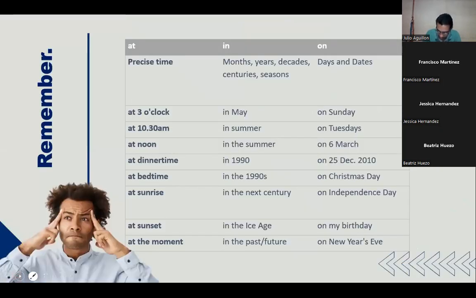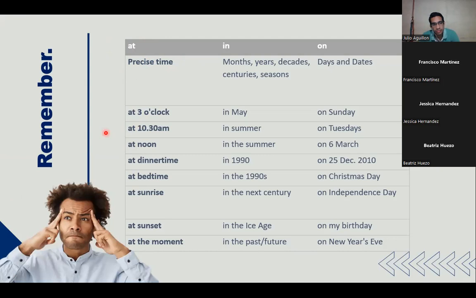And here we have general information, aquí tenemos cómo la usamos. So we're going to start with at. ¿Cómo utilizamos at? Every single time, cada vez que usted hable de tiempo exacto, lugares exactos, like, for example, horas exactas, precise time, tiempo preciso, that's what we call them. We are going to use at.